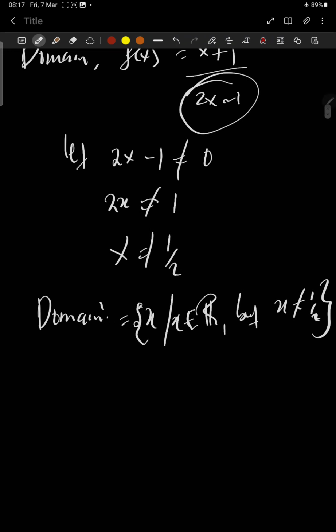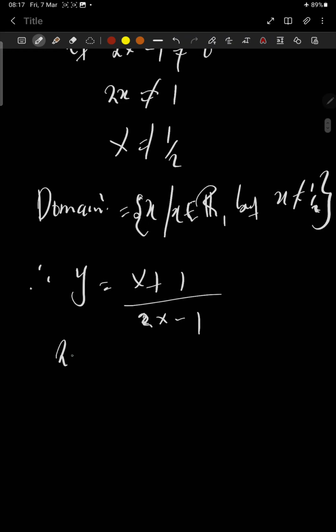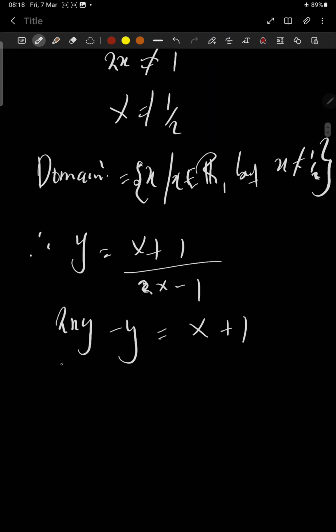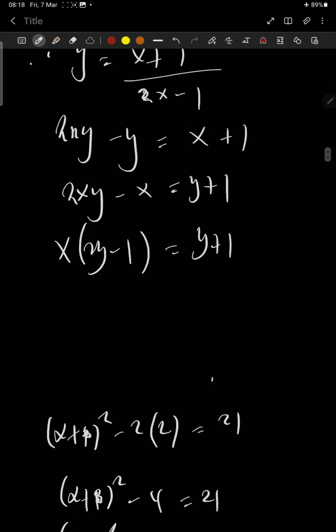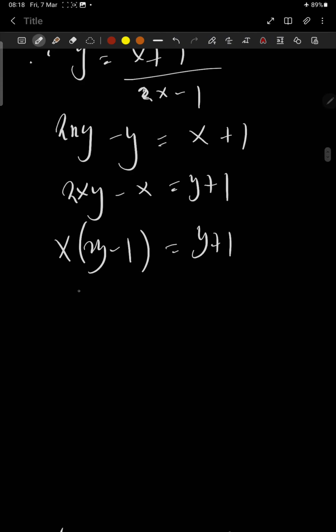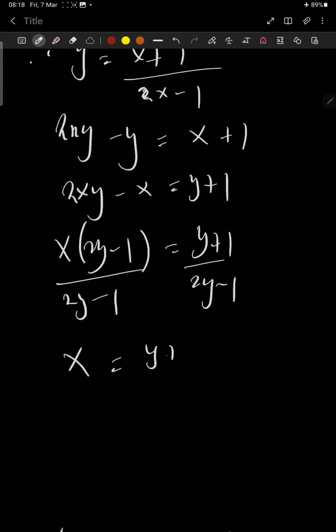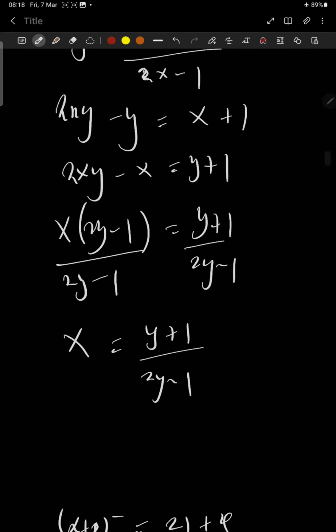Now, how do you find the range? You find the range by first finding the inverse of f. Because it's a rational function, it will be 2xy minus y is equal to x plus 1. So this will be 2xy minus x is equal to y plus 1. So this will be x(2y minus 1) is equal to y plus 1. So let me erase this. Over 2y minus 1 on both sides, or x will be y plus 1 over 2y minus 1.